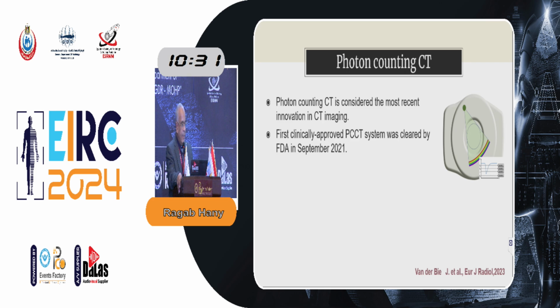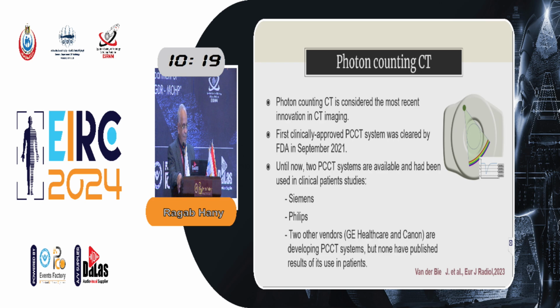Photon counting CT scan is considered the most recent innovation in CT scan technology. It was approved by the FDA in 2021. Now there are two photon counting CT scan systems available. Siemens started first, and now other companies will continue. I think Philips has the machine, and it is under trial. GE and Canon are also under experimental trials.